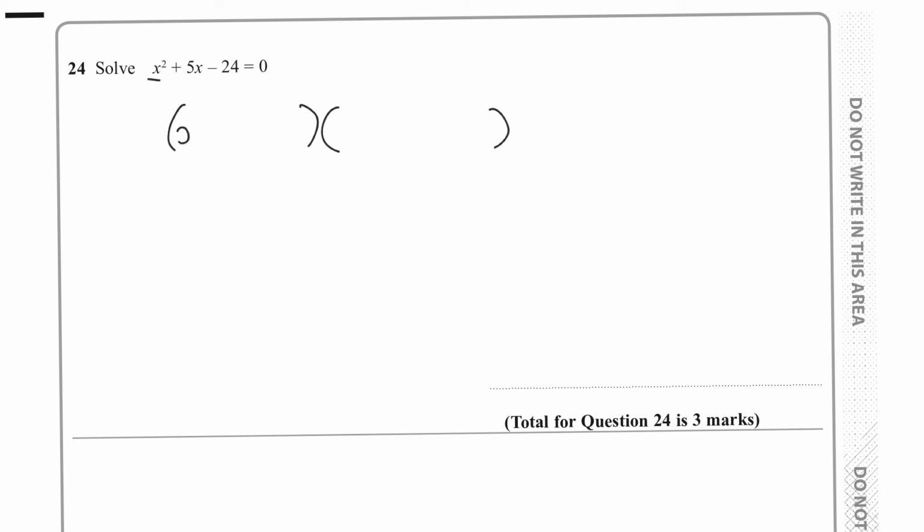First term is x squared, so it's split to x and x. You're thinking of pairs of numbers that make 24 and have a difference of 5. So that would be 24 times 1. That's way too big of a difference, so no.